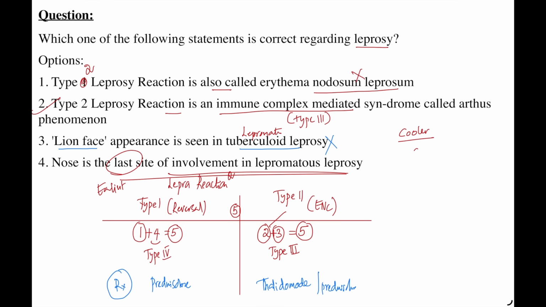So what are the areas which get affected? Skin is more commonly involved, like face, ears. Yes, nasal mucosa is more commonly involved. Peripheral nerves are affected, eyes, and even testes are affected. Testes are later. Nasal mucosa is early.